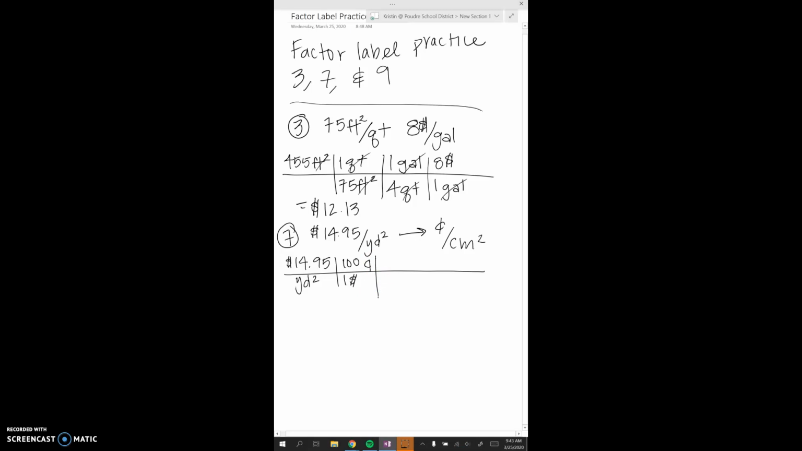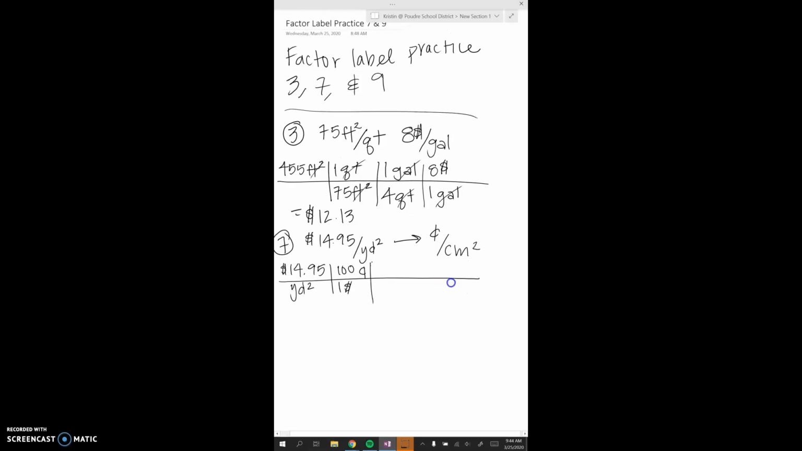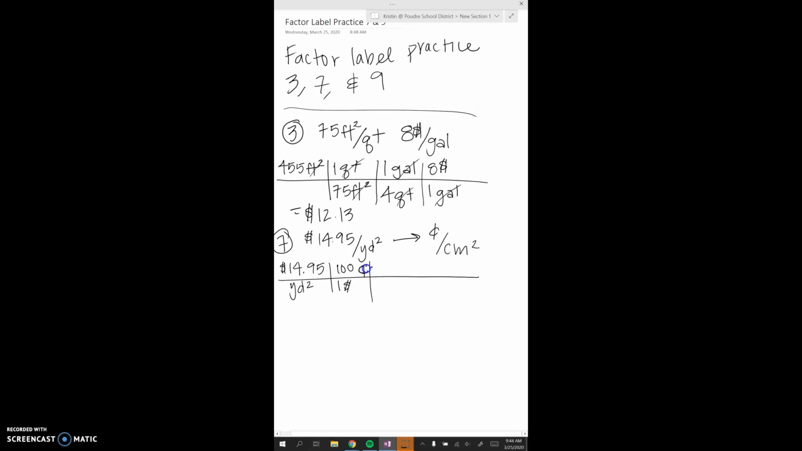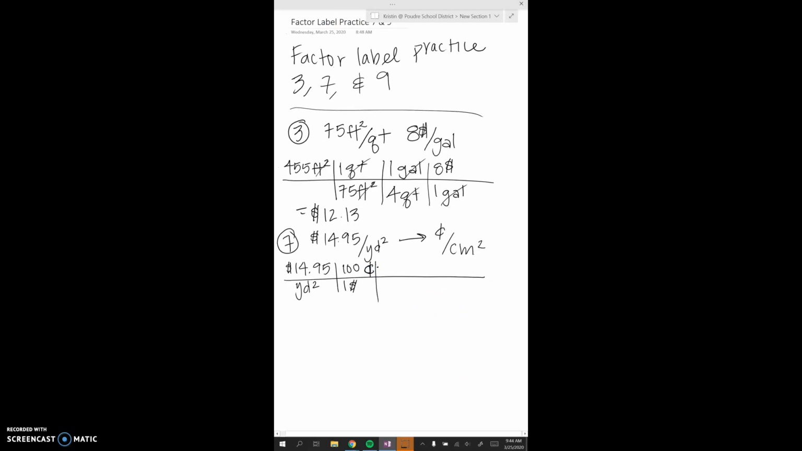So I'm going to need to switch from American units to metric units. What I think I'm going to do is try to get to inches from yards so that I can do inches to centimeters because I know that conversion factor. In this case, it's a little bit tricky because we have the squared happening. Whenever we have that squared, what we really want to do is make sure either that our conversion factor is already squared or that we square our conversion factor.